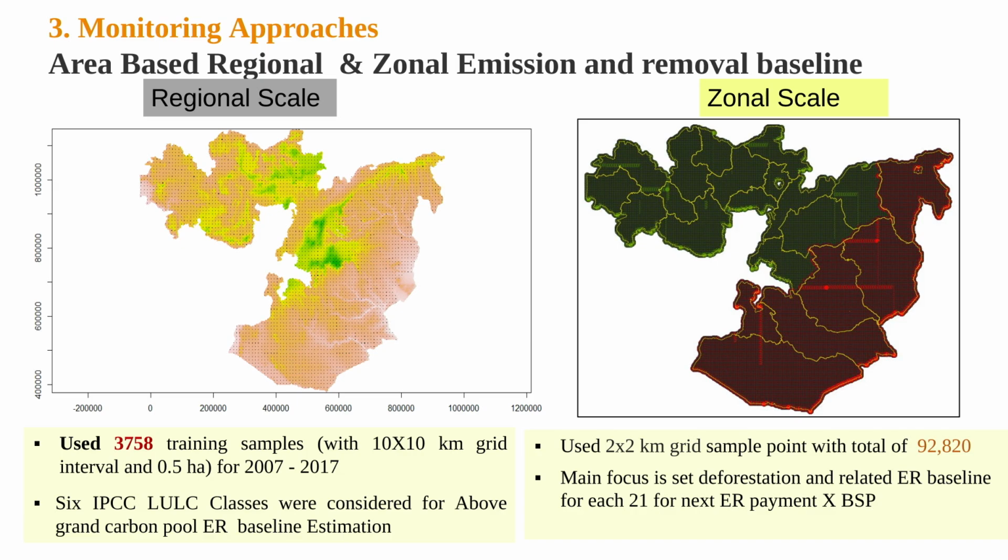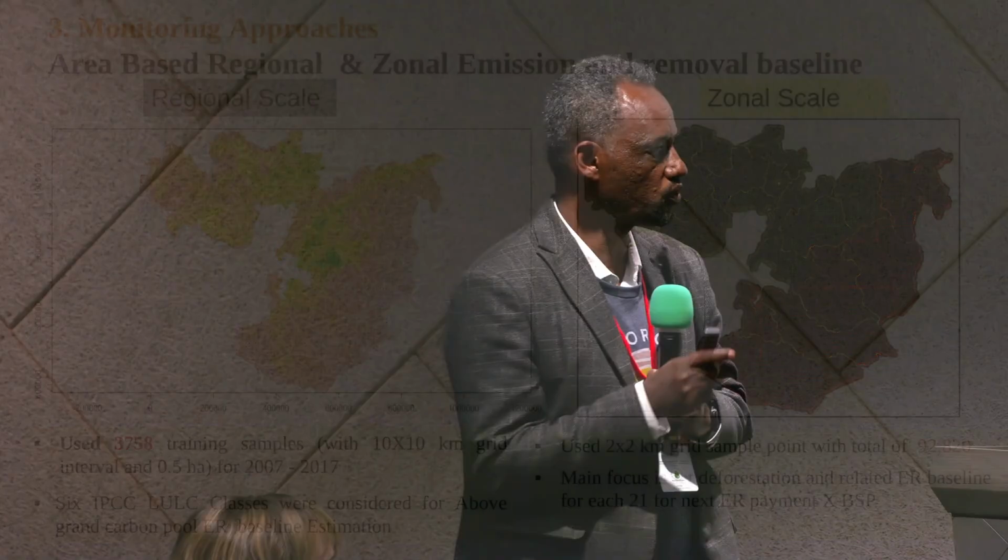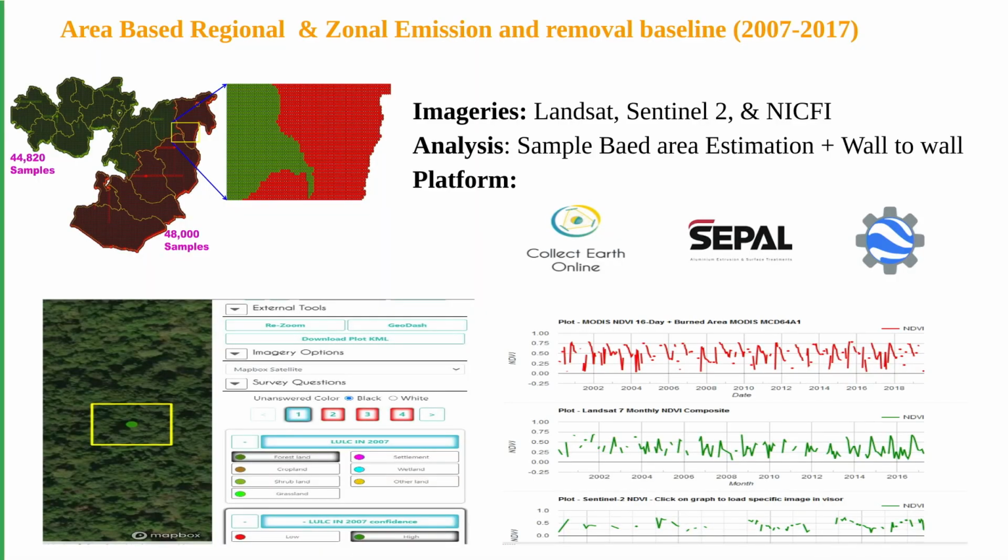And look, this one is 92,820, which is huge data collected by Collect Earth Online, integrated with the Earth Engine app. So the way we collect is this. This is a questionnaire developed and deployed on Collect Earth Online. This is the Earth Engine data. It gives you information on whether the land is forest or cropland, and whether the forest is deforested or degraded. So Collect Earth Online, CEPAL, and Earth Engine are our main platforms for analyzing this.